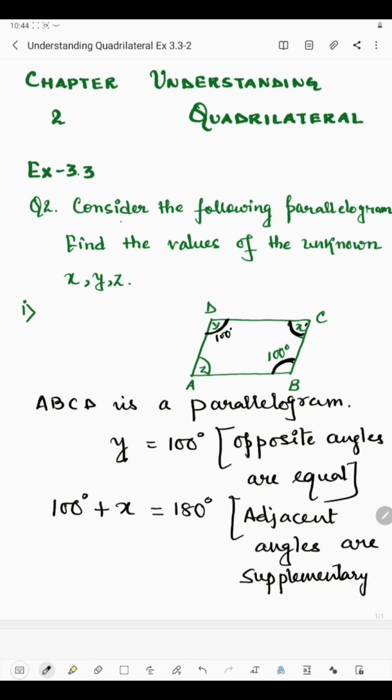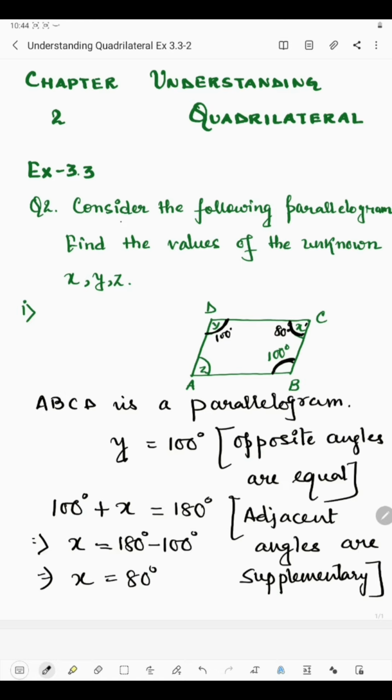Now from here we will find the value of x. So x will be alone, 100 will be transposed to the right hand side, so it will be 180 degrees minus 100 degrees, so it's 80 degrees. So the value of x is 80 degrees. So here we have got the value.